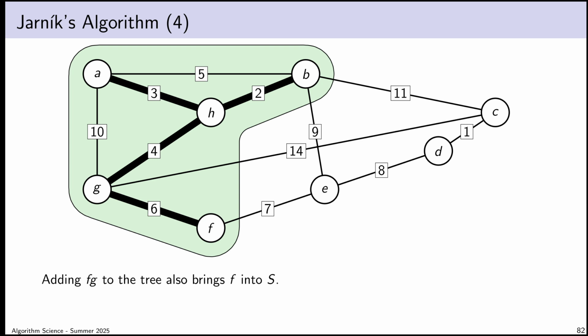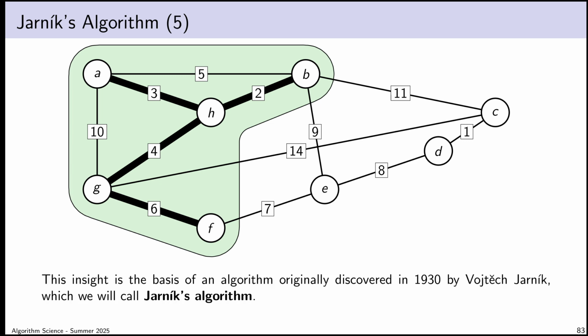Okay, so I add the edge FG, and that of course brings my vertex F into the set S. It's now part of the tree. So at any given point, there are the vertices in the tree and the vertices not in the tree. And the edge that I choose at each point is an edge with one end in the tree and one end out. This insight, this approach, is the basis of an algorithm that was originally discovered in 1930 by a mathematician named Jarník, and we will call this, therefore, Jarník's algorithm.